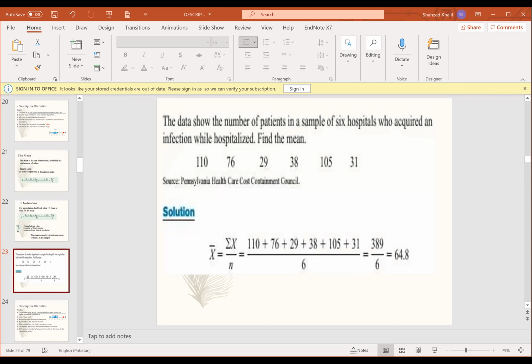As we have seen, this is an example. The data shows the number of patients in a sample of 6 hospitals who acquired an infection while hospitalized. Find the mean. Applying the formula, summation X, we add all the values, and we have a total of 6 observations. Dividing, we get the mean.